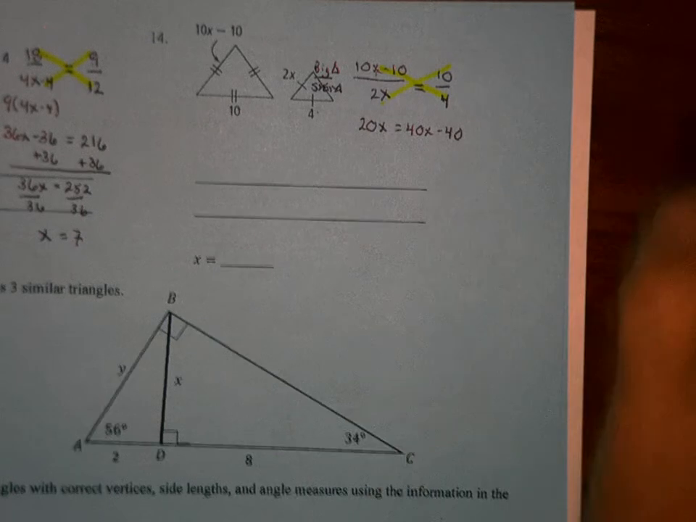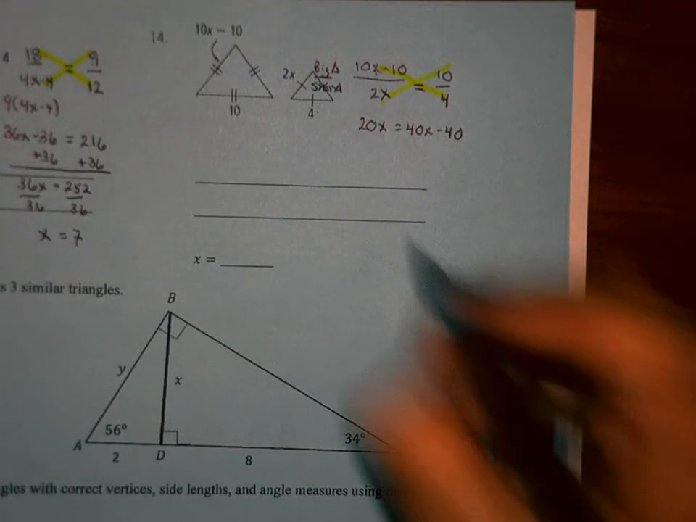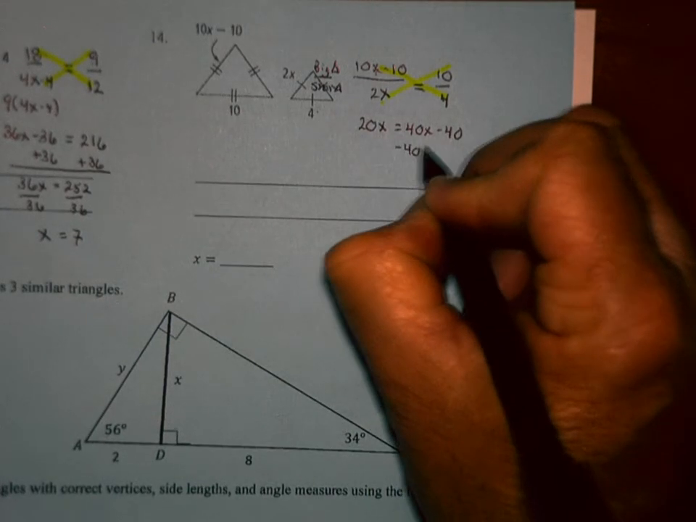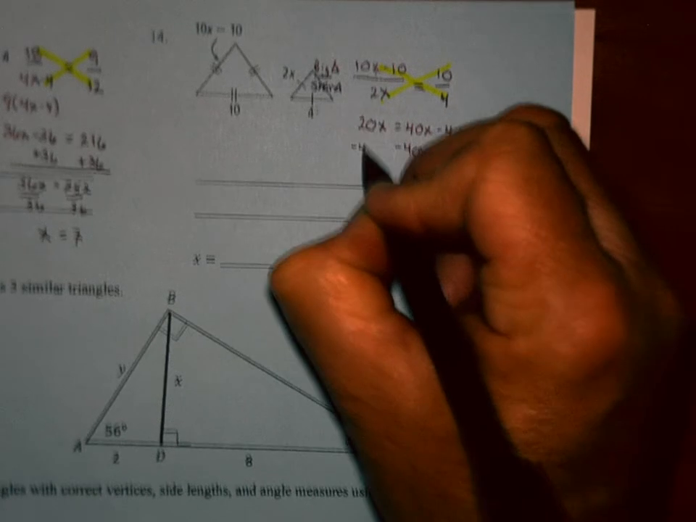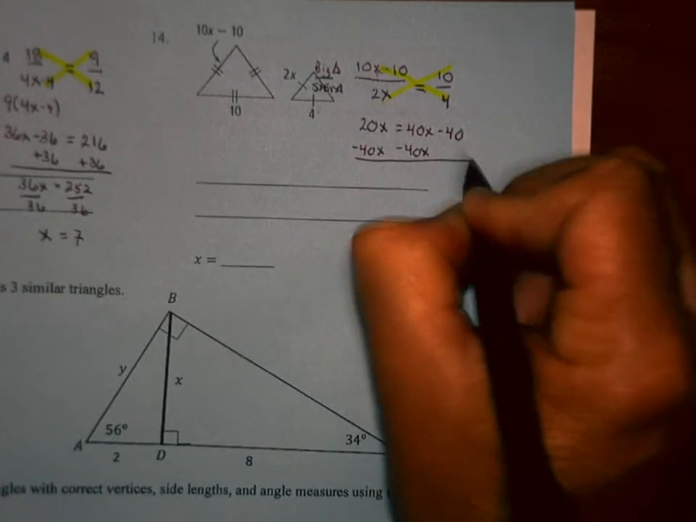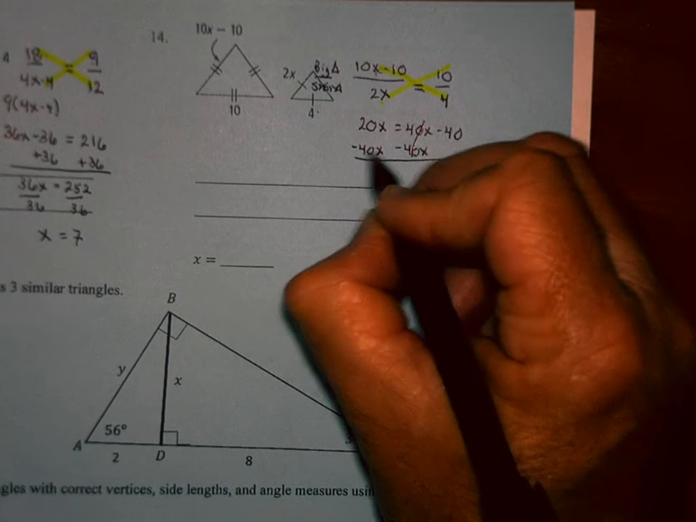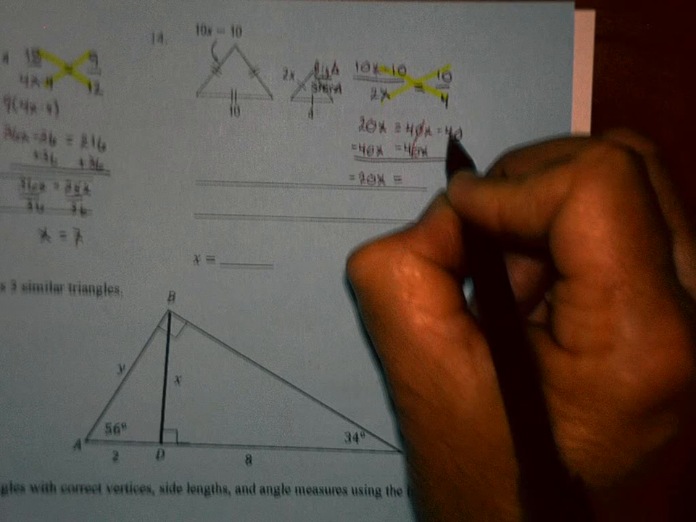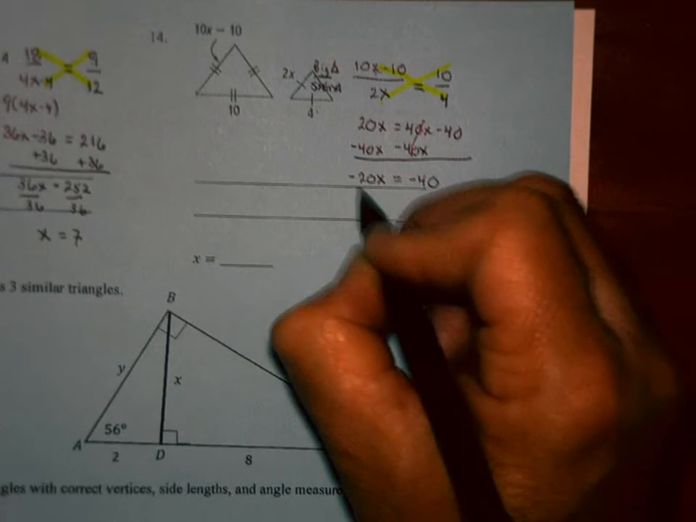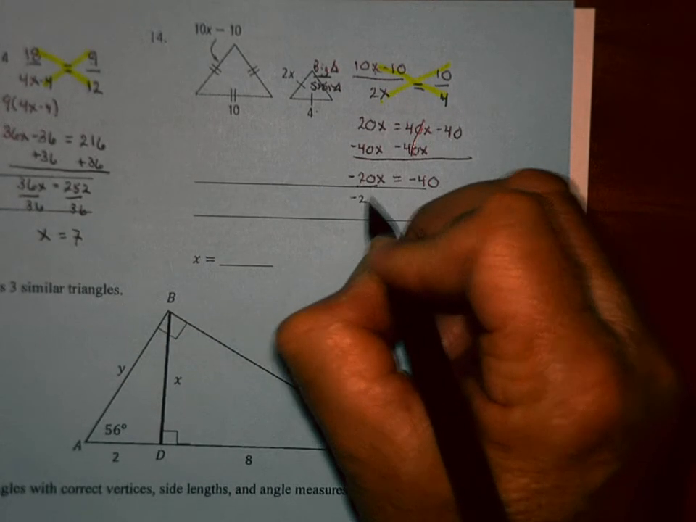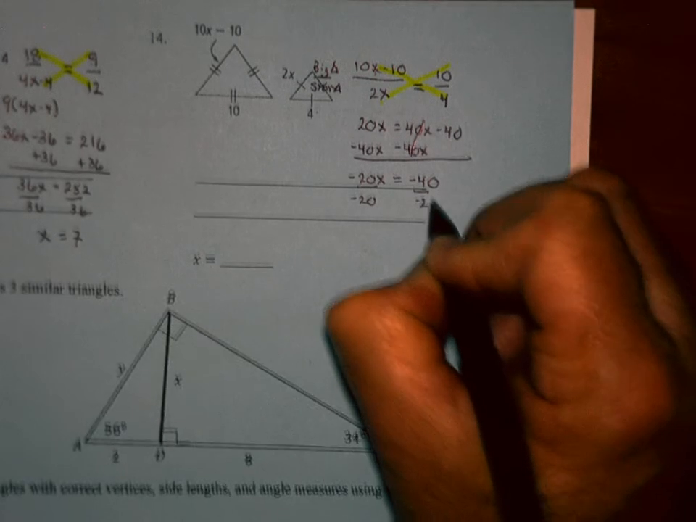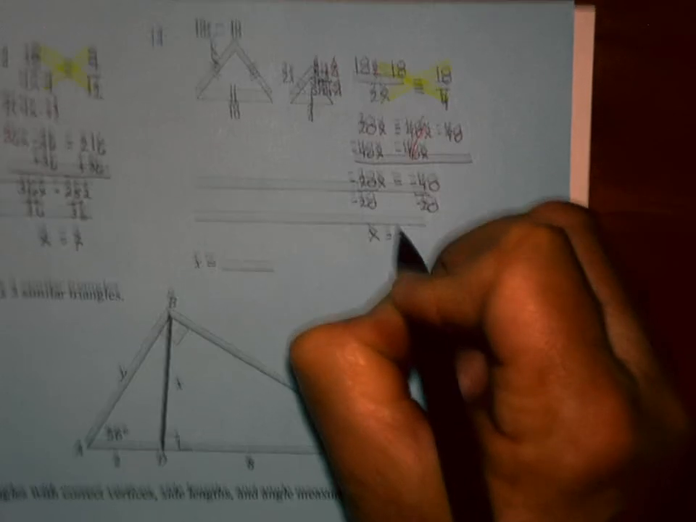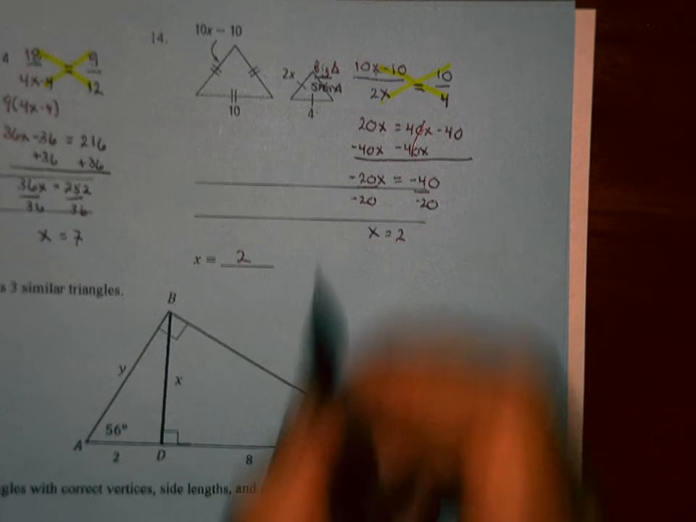And then I'm going to solve. I'm going to take away 40x from each side, which cancels those out. 20x minus 40x is negative 20x. That would be equal to negative 40. I divide both sides by negative 20, and so x would be equal to 2. There we go. That's how you do that assignment.